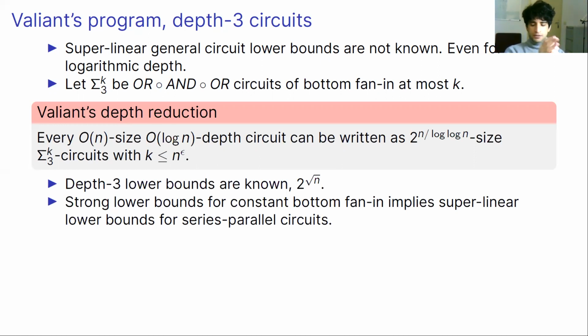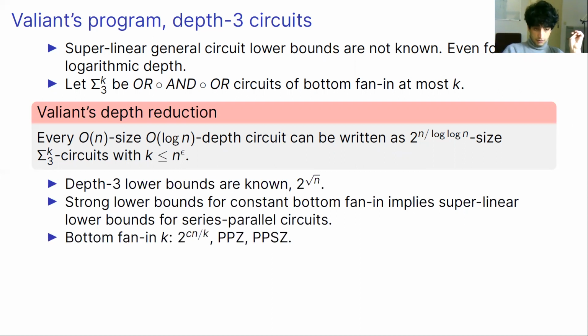And what is interesting is that if we only consider constant bottom fan-in, then strong enough lower bounds would also imply superlinear lower bounds, but for series-parallel circuits. And there are also some bounds known for constant fan-in, and they are of the form 2 to the Cn over k. Here C is a fixed constant, and in the state of the art, this C can be chosen to be pi squared over 6, and this is from the PPSZ paper, so the paper which gave the famous k-SAT algorithm, in fact, also gives a circuit lower bound.